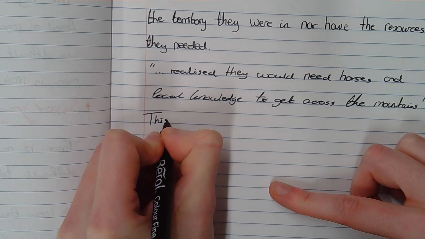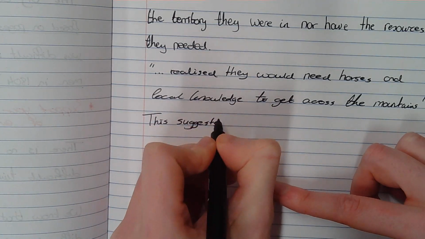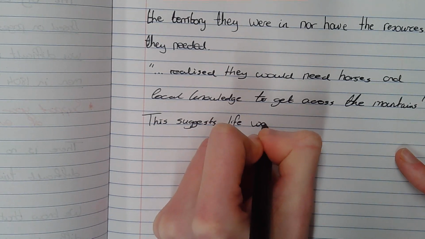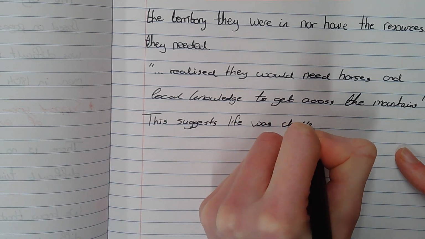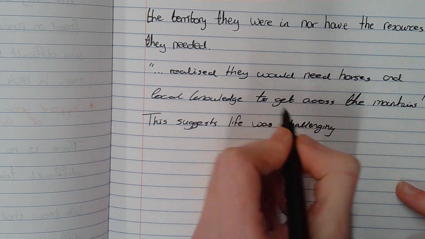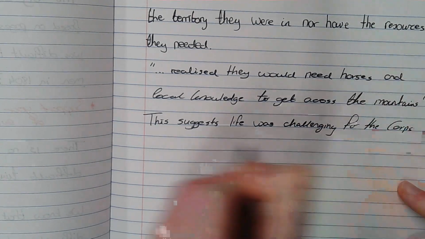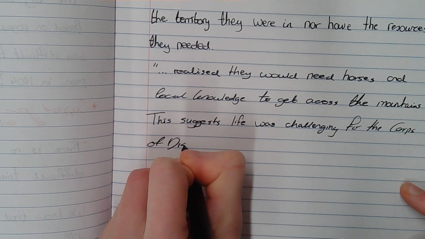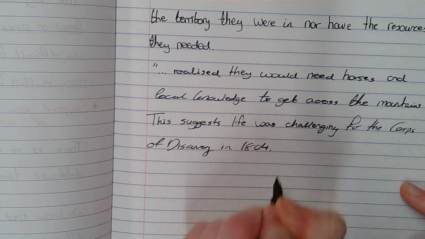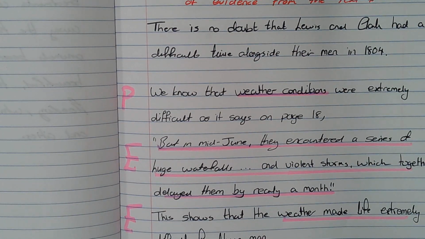Just to round it up, the answer, this suggests life was challenging, and the group as a collective were known as the Corps of Discovery, so I can use that. It was challenging for the Corps of Discovery in 1804. Okay, let's just look at my second point to make sure I have used PEE.